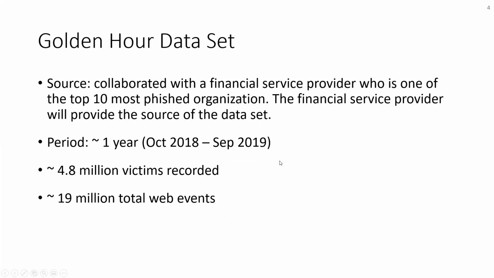So the data set for the Golden Hour framework is that they collaborated with a financial service provider, which is also one of the top 10 most phished organizations. The big financial service provider provided the source of the data set. That's supposed to be PayPal, right? They did not really mention it explicitly, but based on the emails, it is probably.